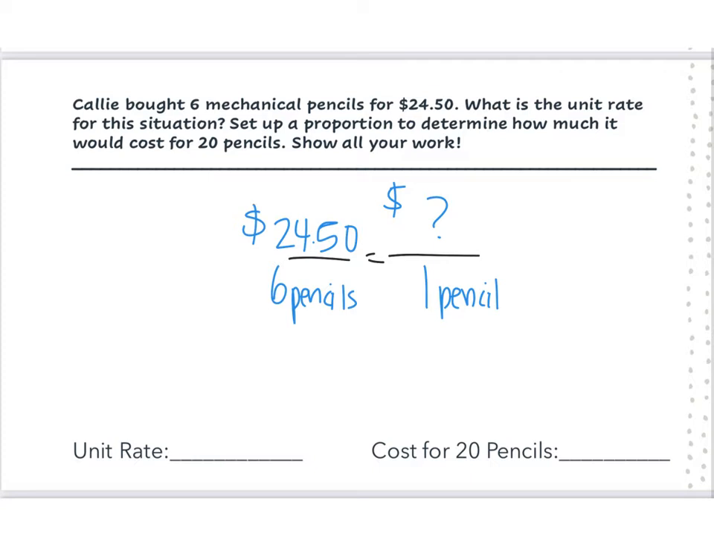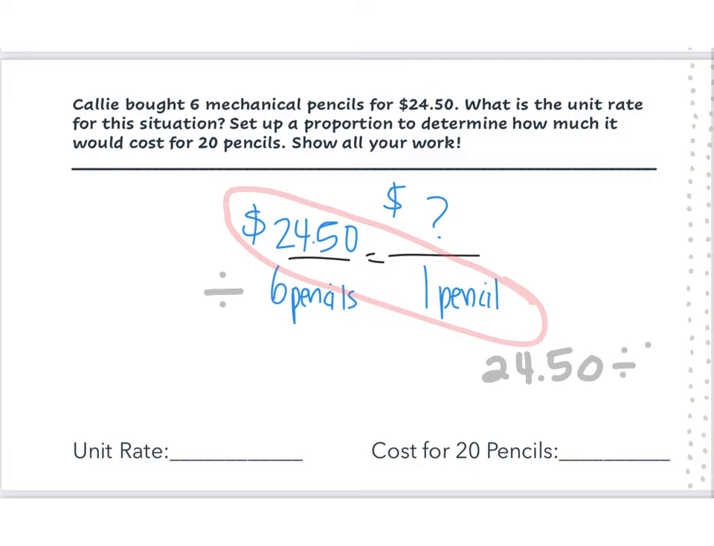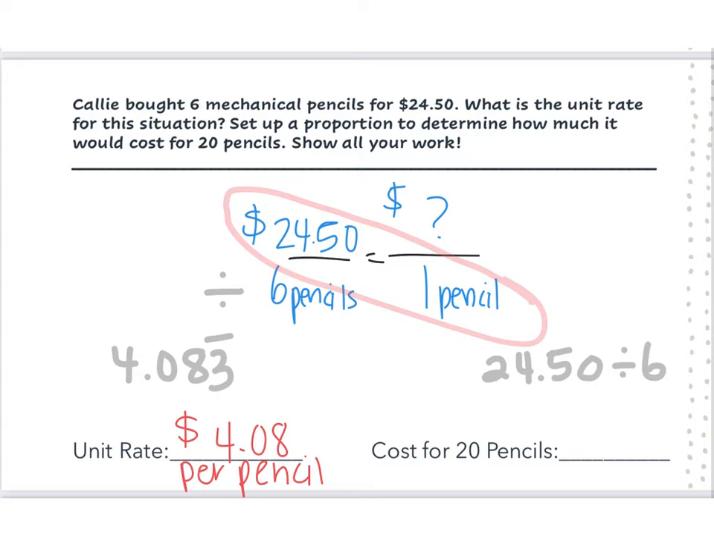So we are going to multiply our diagonal. That's 24.50 times 1, which would be 24.50. And we are going to divide that by what is left, which is 6. So 24.50 divided by 6 is going to give us our unit rate, which would be 4.083 repeating. Since we're talking about money here, we're going to round to $4.08 per pencil. So that would be your unit rate here.